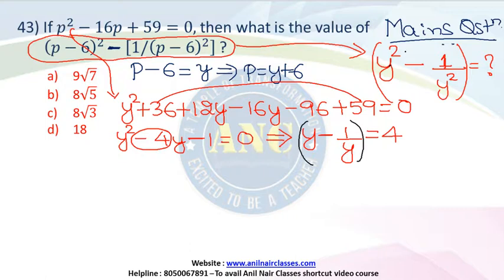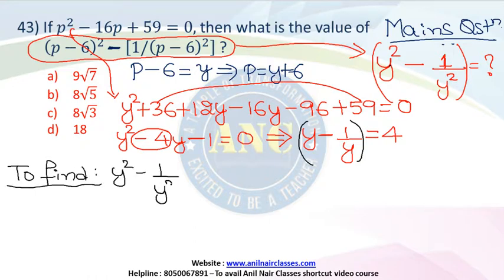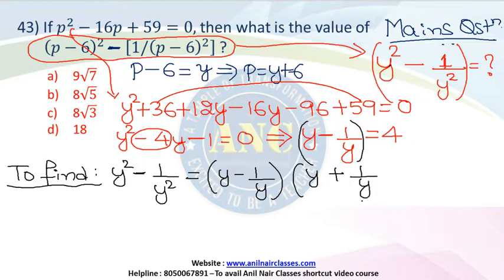Y square minus 1 by y square. Now see here, what do we need to find right now? To find y square minus 1 by y square. It can be treated as a square minus b square. A square minus b square is (a minus b) into (a plus b), right? A minus b into a plus b.